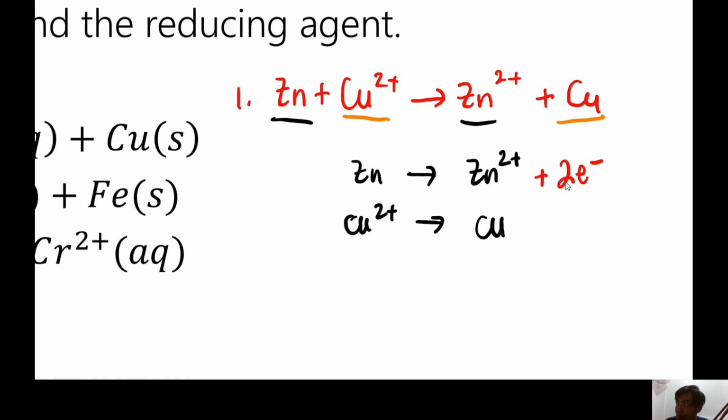Okay? So, mapapansin nyo, the electron is on the product side. Ano yung technique natin dyan? Pag nasa product side yung electron, that's oxidation. So, that means yung kabila, reduction yun. So, kailangan yung electron nasa left side. No? Let's check.